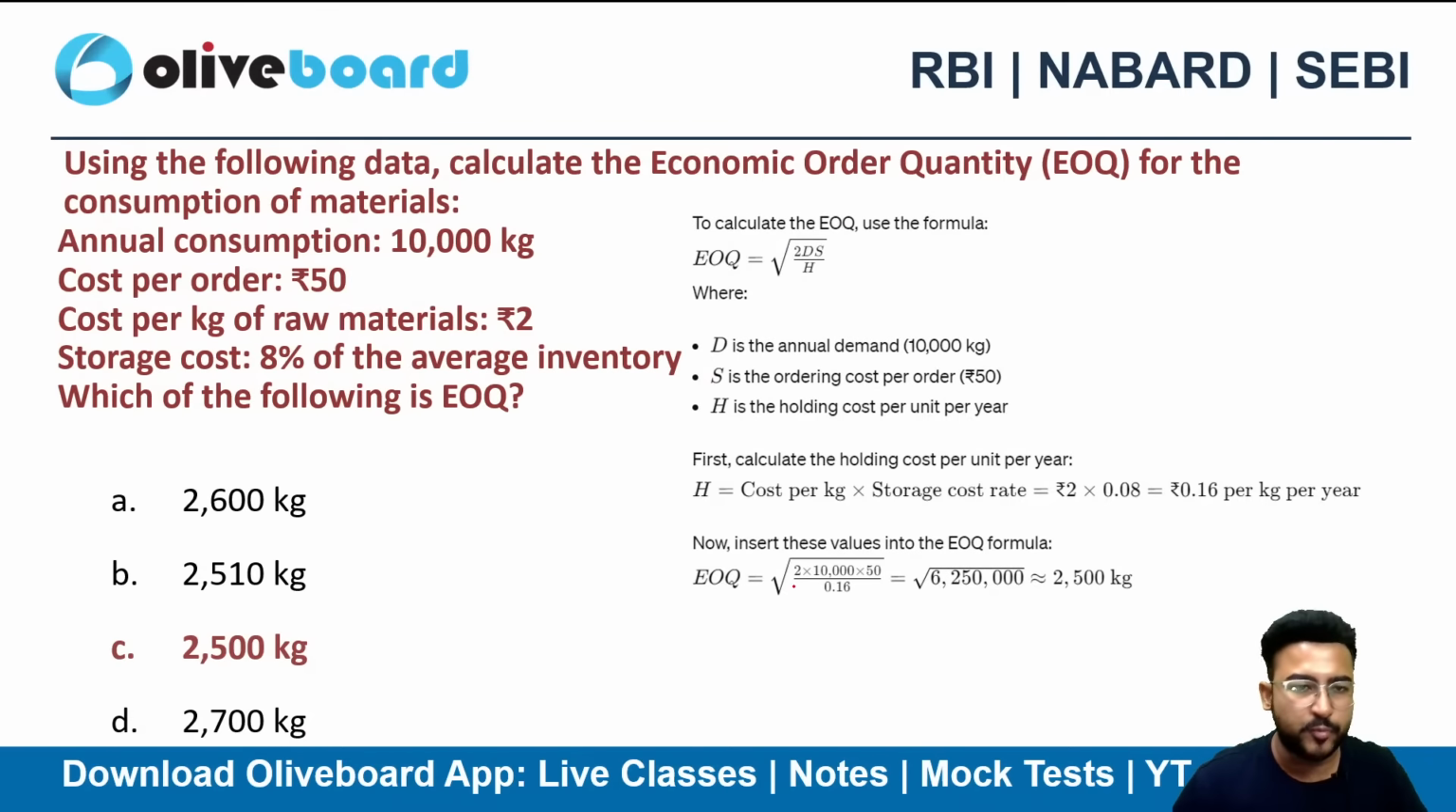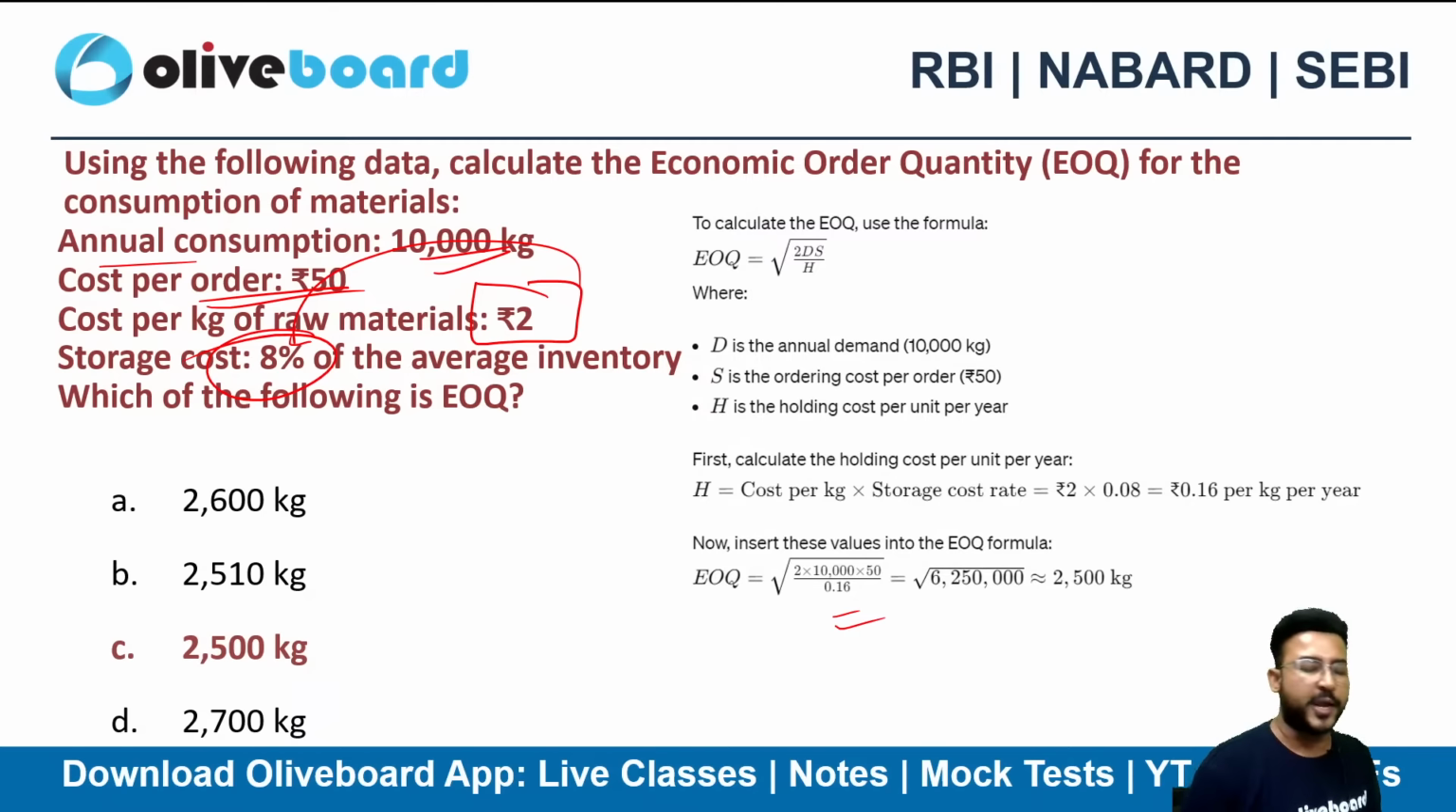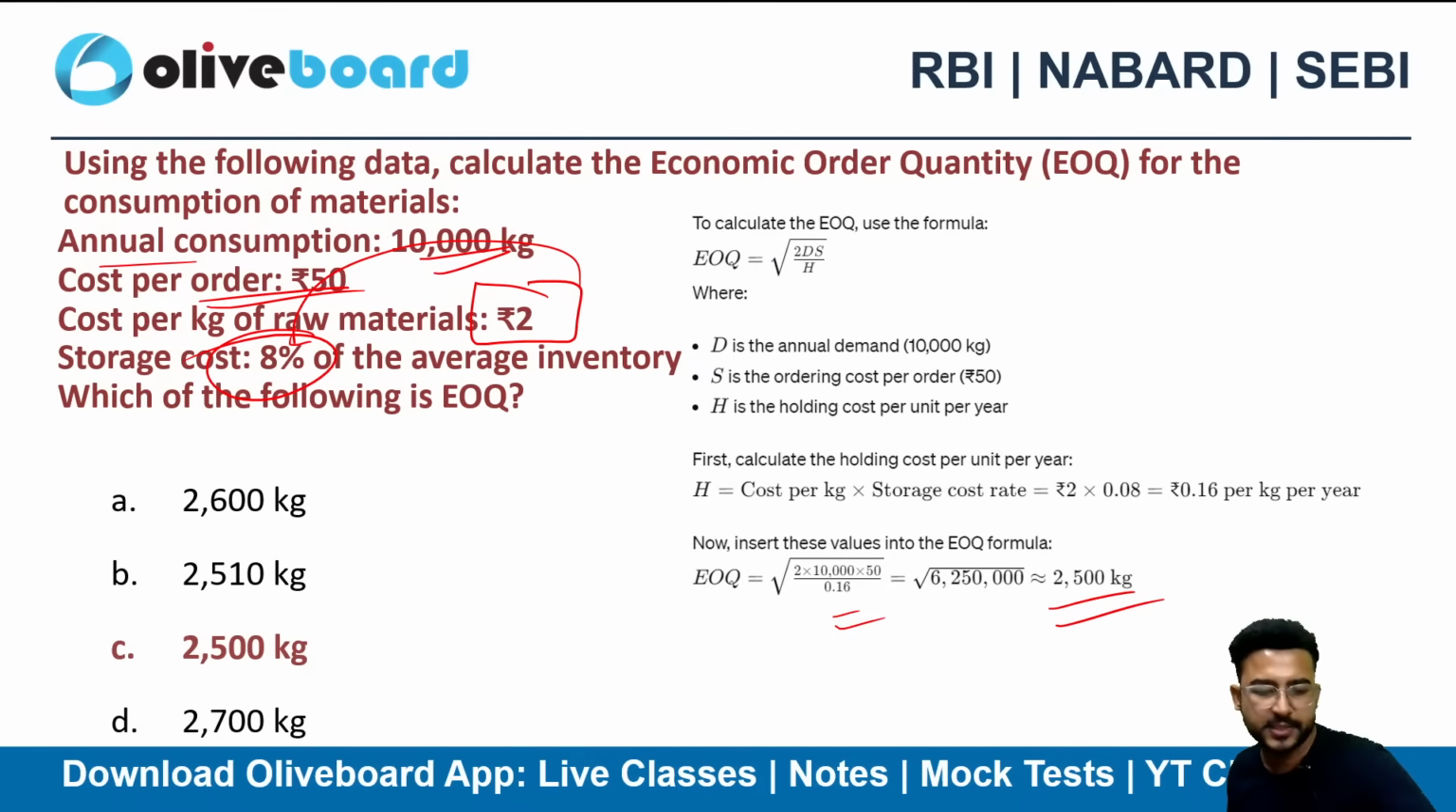How we have calculated? 2 multiplied by 10,000, which is my annual consumption, multiplied by 50, which is my ordering cost per order, divided by carrying cost. Now how to calculate carrying cost? The raw material price is 2 rupee and the storage cost is 8% of it. So 2 rupee का 8% 0.16, ये पूरा अंडर रूट में आएगा. सो विल बी गेटिंग 2500. ये इंपॉर्टेंट हो सकता है, न्यूमेरिकल आया यहाँ से तो मोस्ट एक्सपेक्टेड है कि इकोनॉमिक ऑर्डर क्वांटिटी से आया तो थ्योरी की जगह न्यूमेरिकल पूछा जा सकता है.